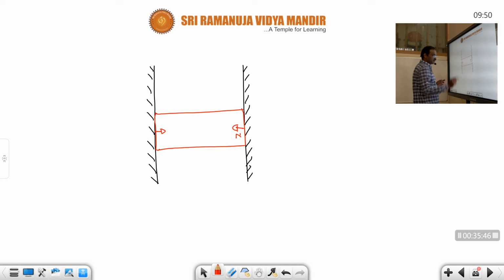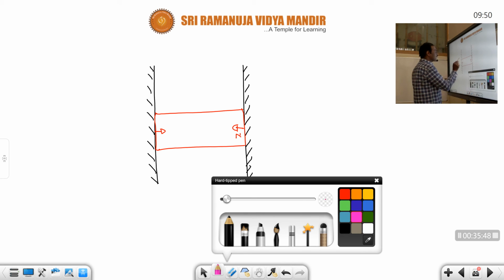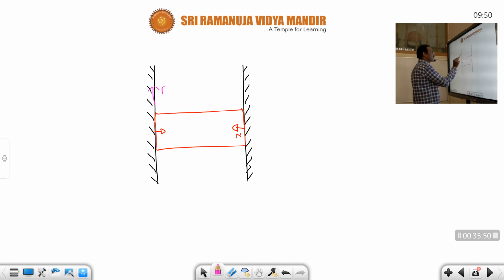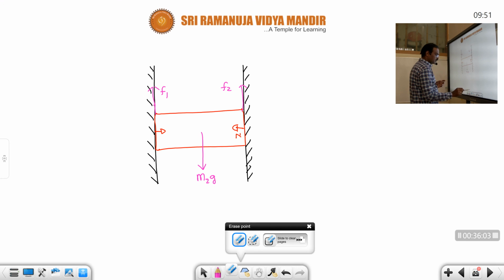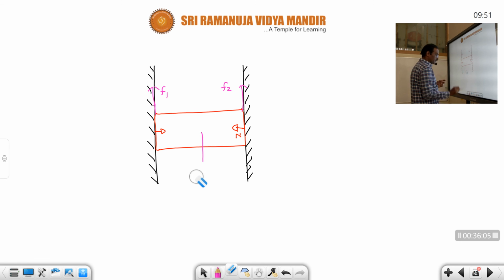That means there are two frictional forces. This is one frictional force F1 and this is the other frictional force F2. Both frictional forces are the same, and mg is acting in the downward direction. So F1 is equal to F, F2 is equal to F.